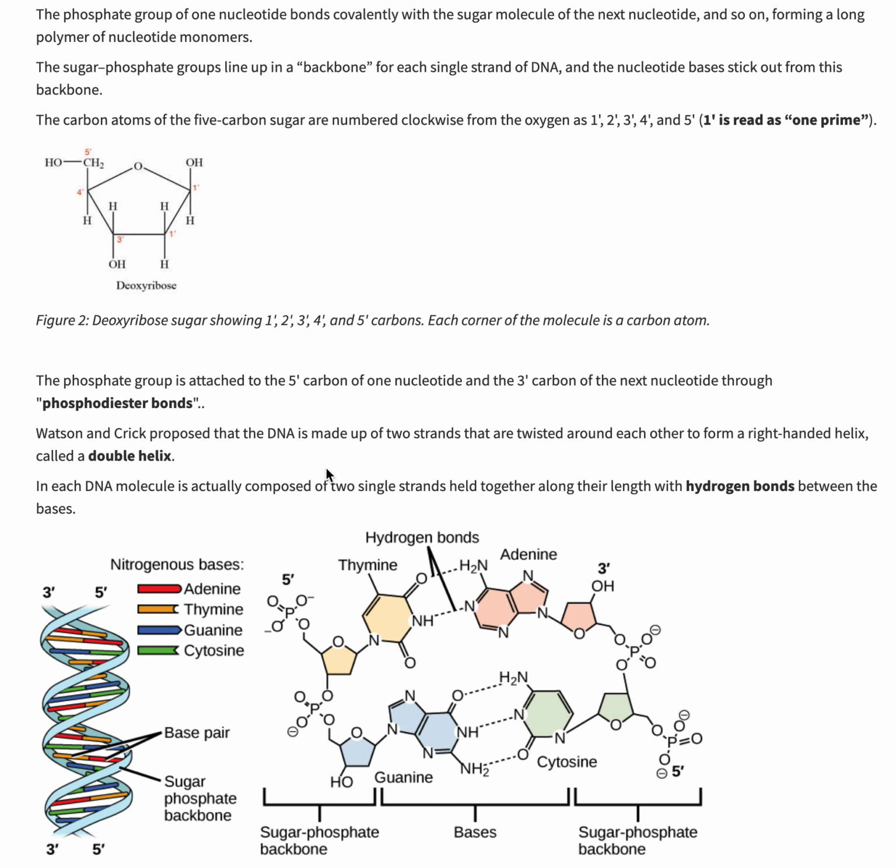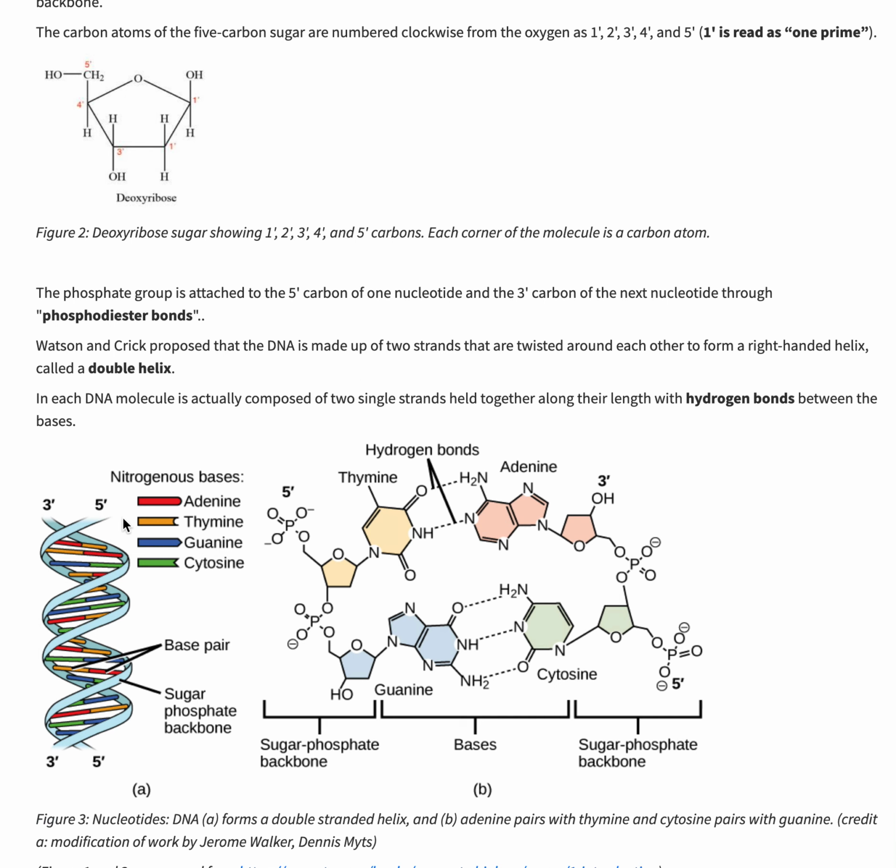Watson and Crick said that DNA is made up of 2 strands, and these strands are twisted around each other to form a right-handed helix called a double helix. These 2 strands are bonded together with the help of hydrogen bonds. These are hydrogen bonds. And you can clearly see that there is a thymine base here and there is an adenine base here. In a DNA molecule, thymine bonds with adenine only, and guanine bonds with cytosine only.